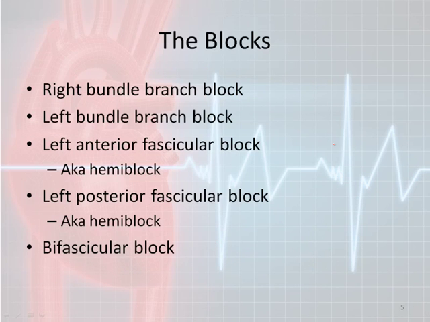So let's go ahead and talk about the blocks that we're going to talk about today. We're going to talk about a right bundle, left bundle branch block, anterior versus posterior fascicular blocks. Sometimes these are also called a hemiblock, so you might hear that term. And I'm going to very briefly talk about something called a bifascicular block. You don't see those very often, but we'll talk about them briefly just so you have an understanding of what they are.